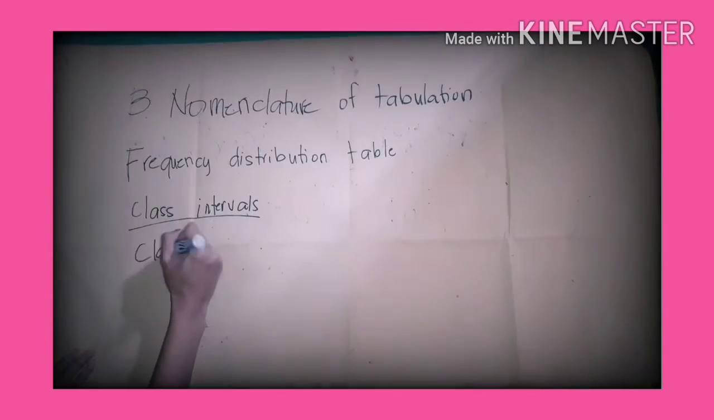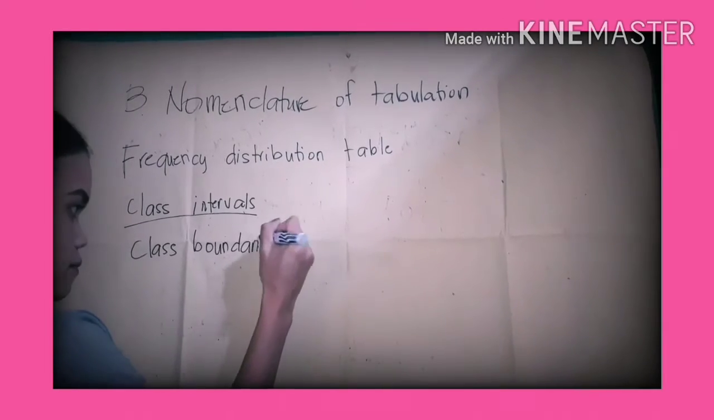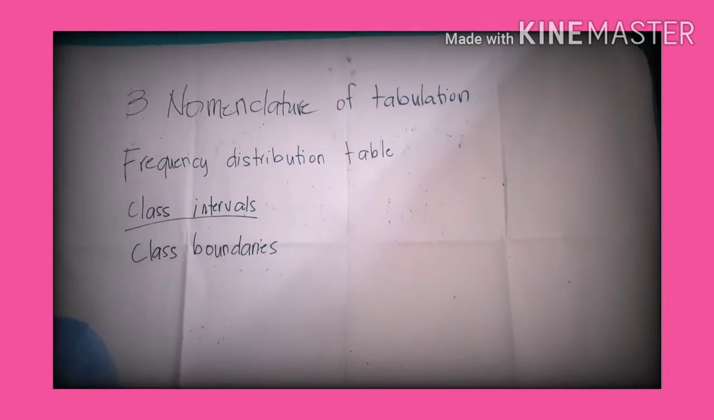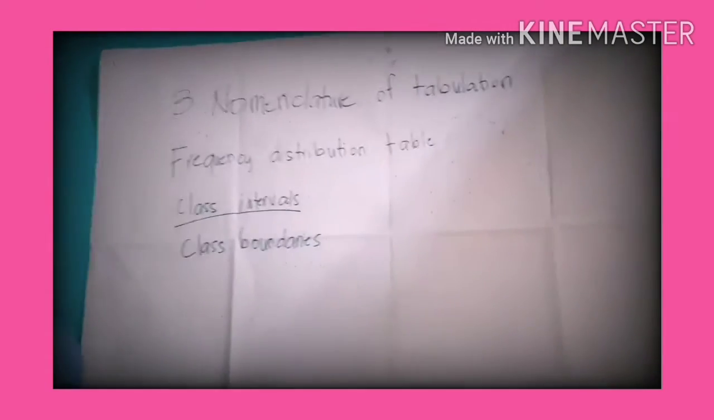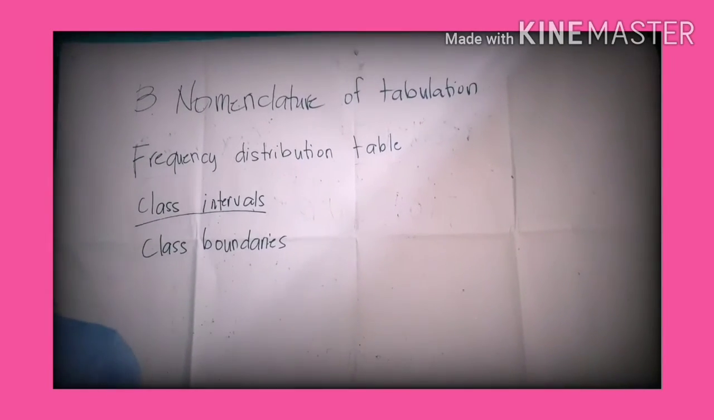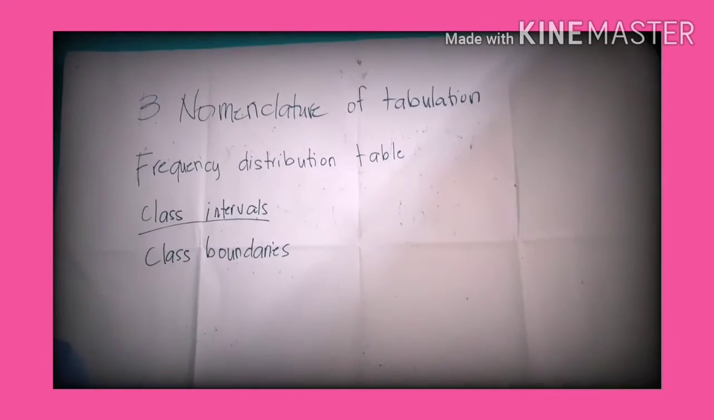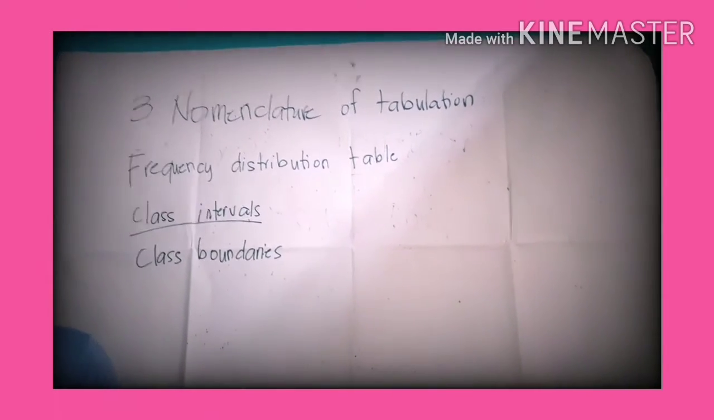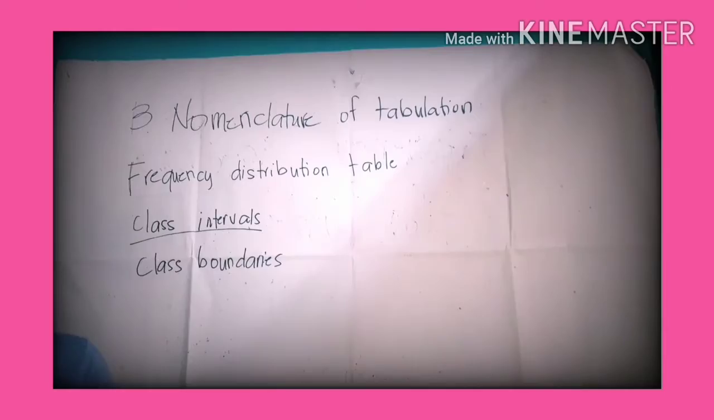Thirdly is the class boundaries. Class boundary is composed of 2 parts, the lower class boundary and the upper class boundary. The lower class boundary is the average of the lower class limit of the interval and the upper class limit of the preceding interval. While the upper class boundary is the average of the upper class limit of the interval and the lower limit of the succeeding interval.